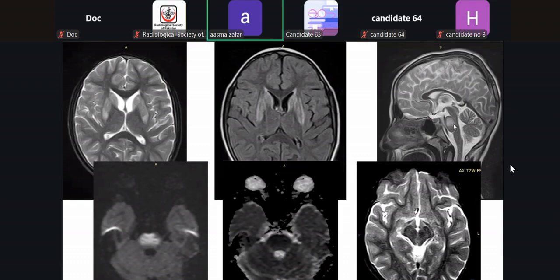So where is this abnormality? Midbrain, yes, this is midbrain. Pons, yes, this is pons. So pons is restricting, and midbrain has this appearance. So this was Wilson's. I told you his siblings were also affected.